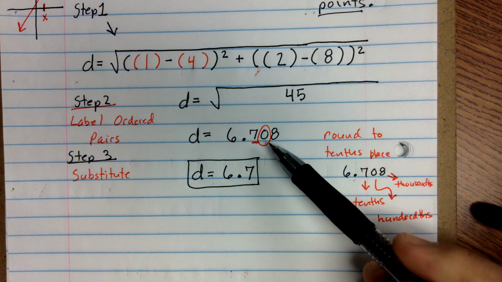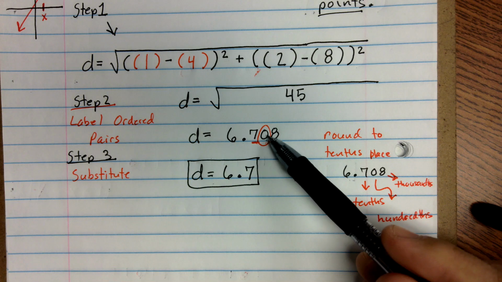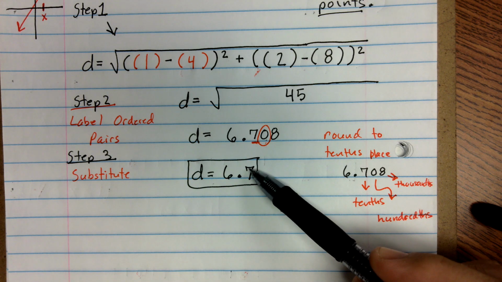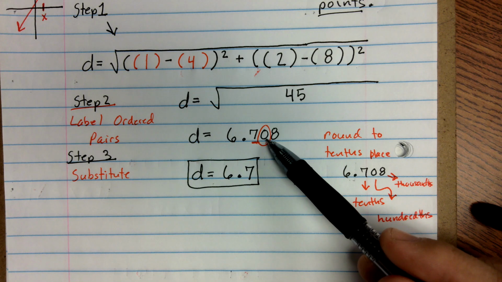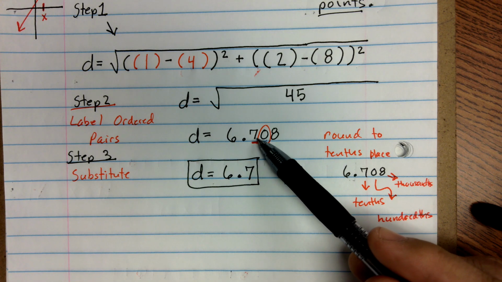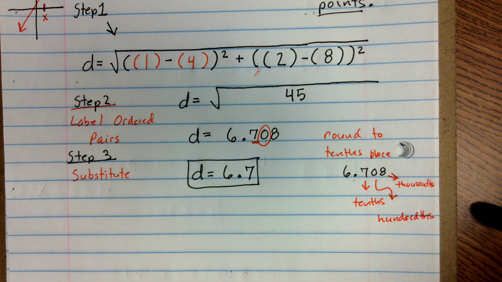Now on the other hand, let's say that this is 0. If this 0 was a 6, then I would have changed the 7 to an 8. But because it's a number that's 4 or less, I let it stay 7. And that's how we round. So this is what you need to know in order to do one of these problems. Follow those steps and you'll be able to get the problem right every time.